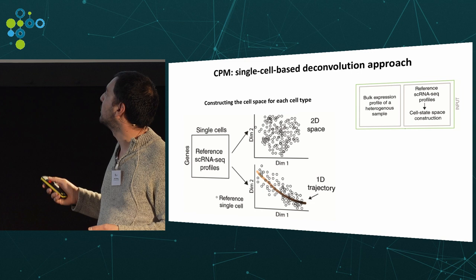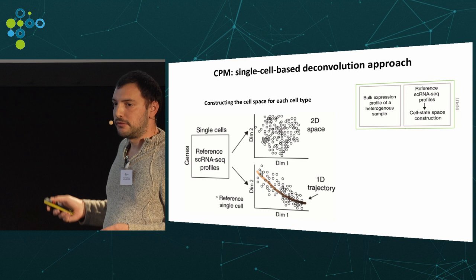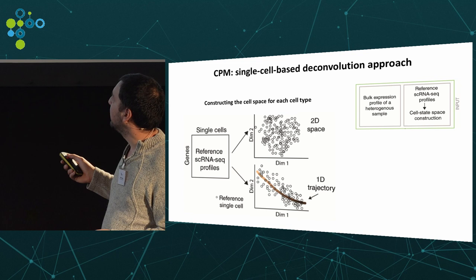But it also can be a one-dimensional trajectory, as I showed you before in the variation. So you can choose whichever makes more sense for you.